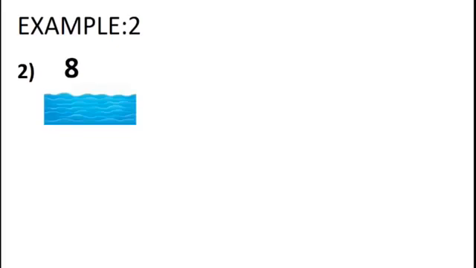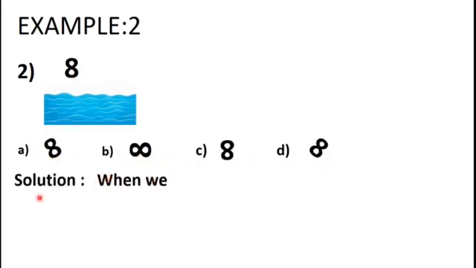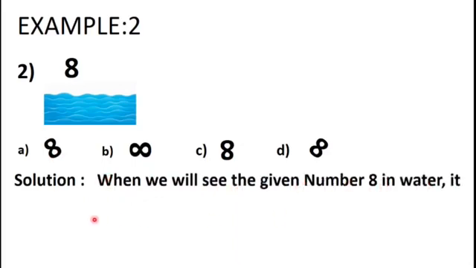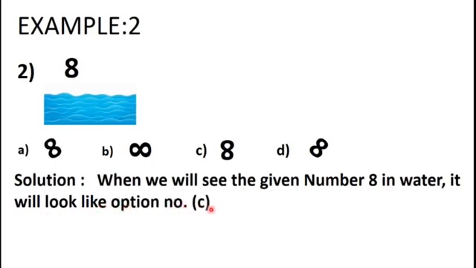Now example number 2. Here we have given number 8 and this is the water. Now we have to see which image we will find out when we will look this number 8 into water. And here we have options A like this, B option like this, C like this and D like this. Okay, now we will write its solution. When we will see the given number 8 in water, it will look like option number C.